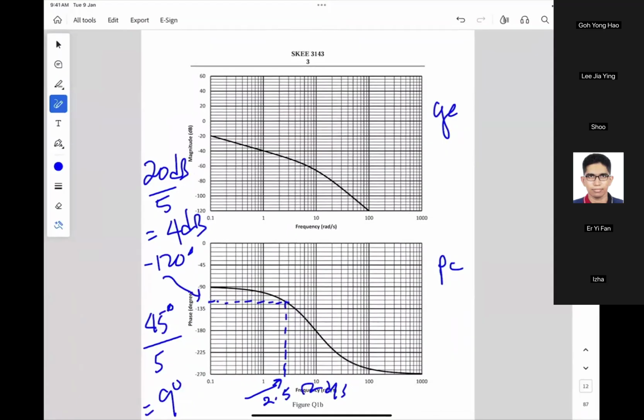Somebody please off your microphone. The echo. 2.5, which is here. Okay. So what is the dB there?